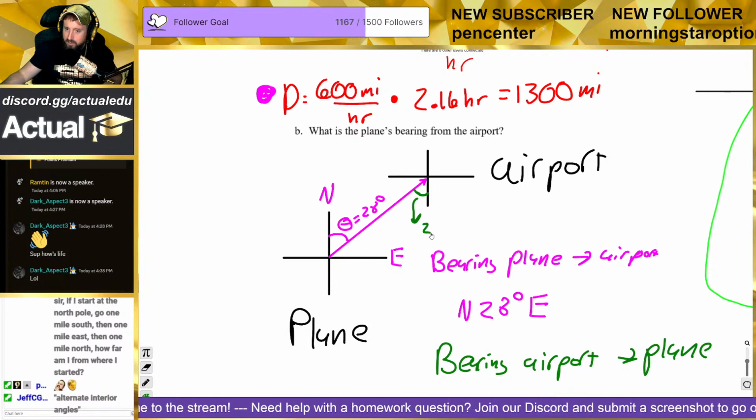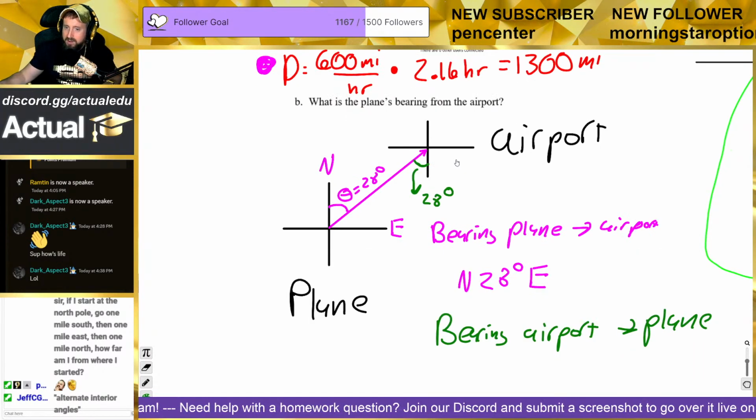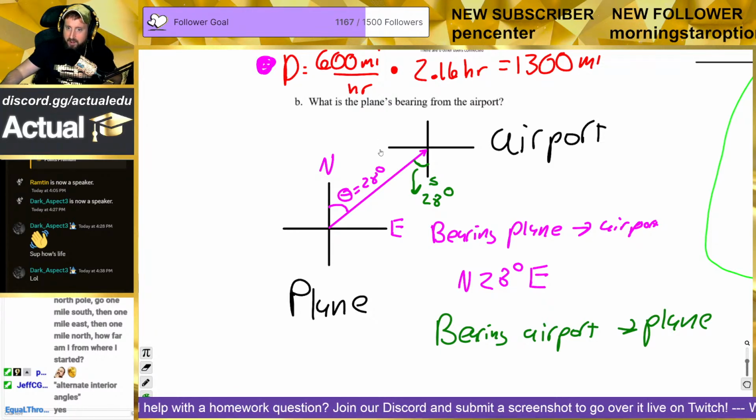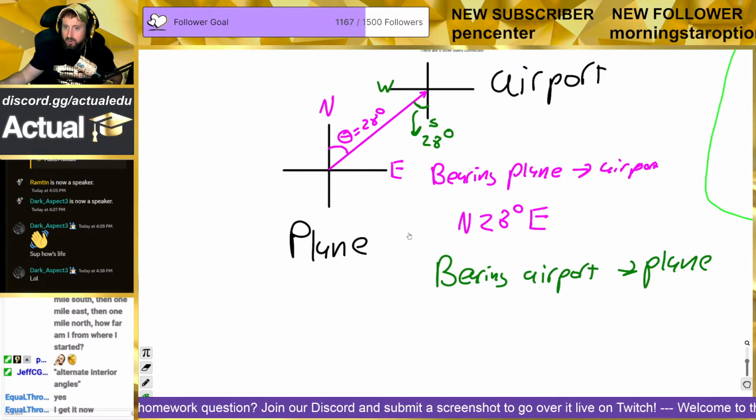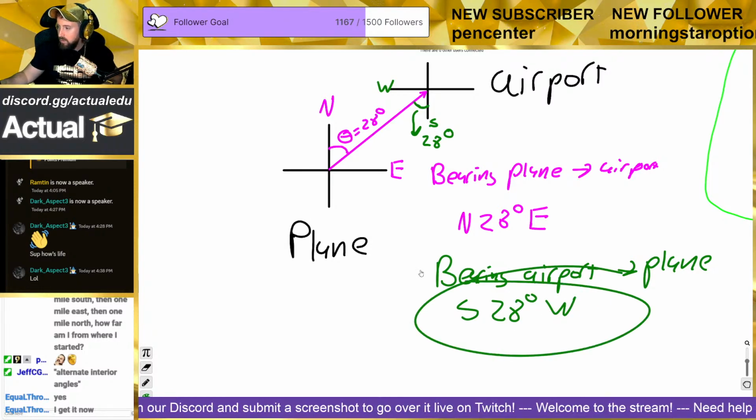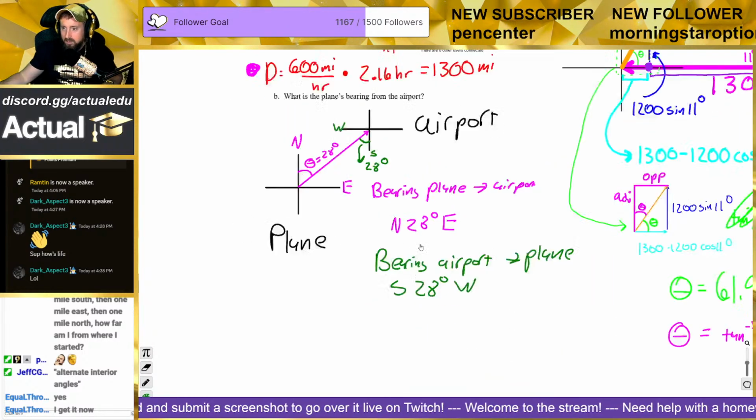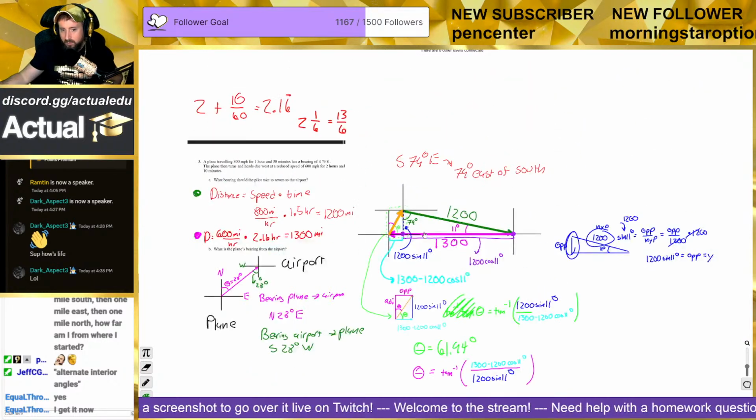So this one is also going to be 28 degrees. But now this is south and west. So that's going to be south 28 degrees west. Cool? That's actually a pretty fun problem.